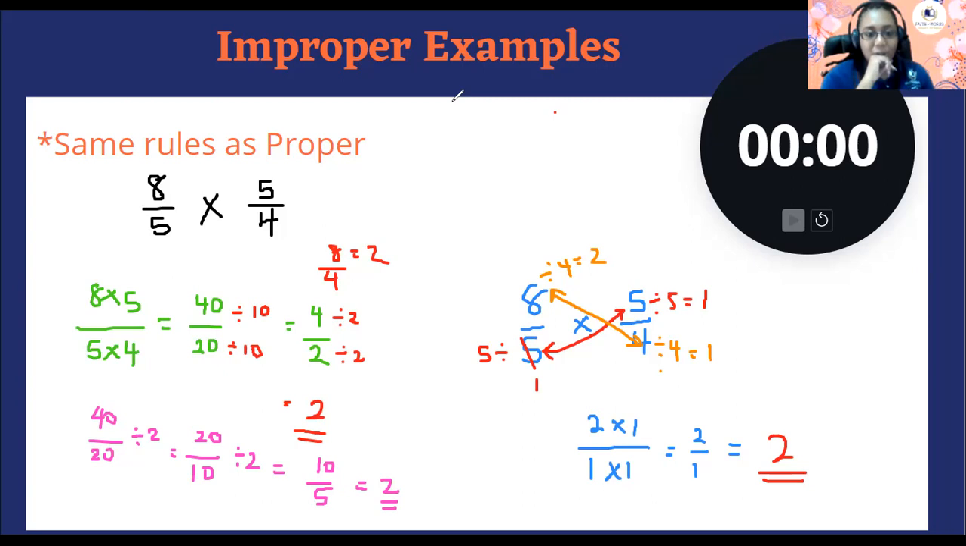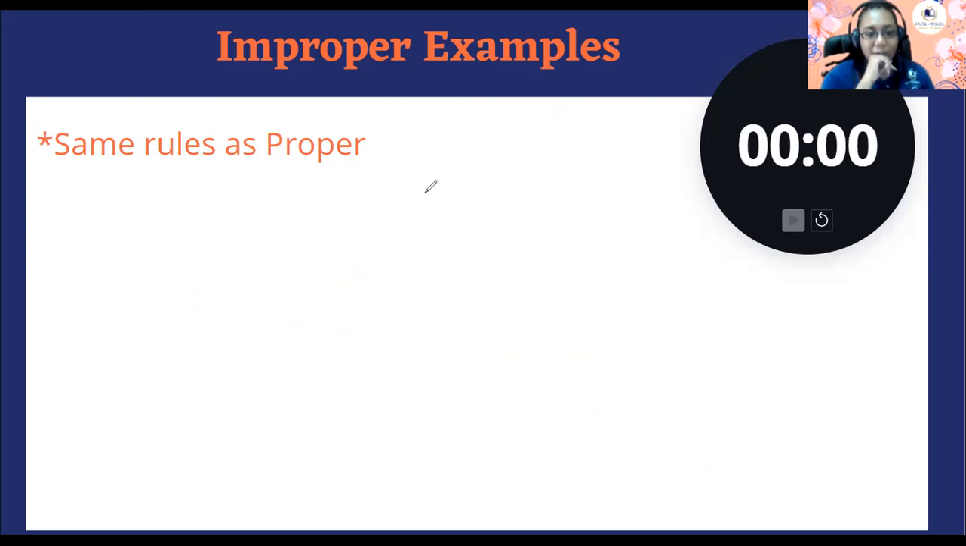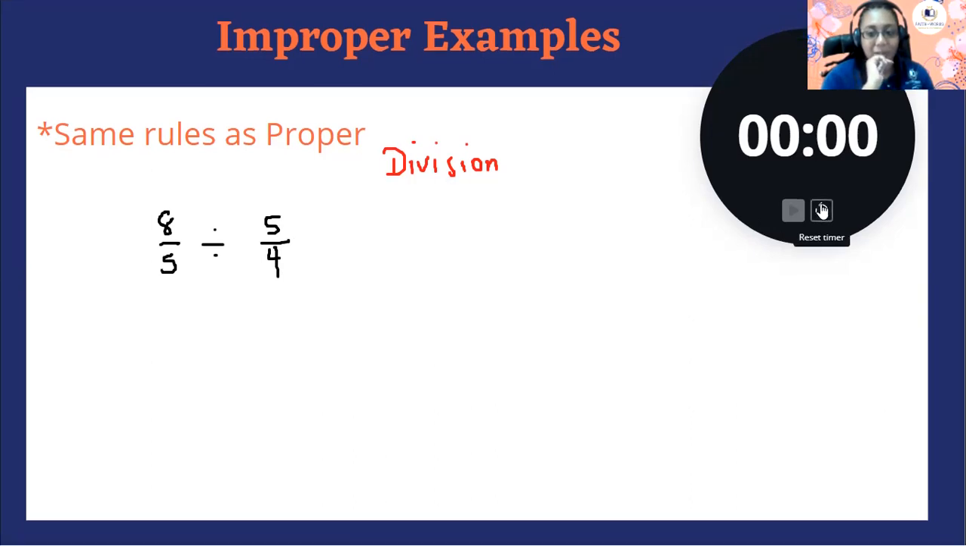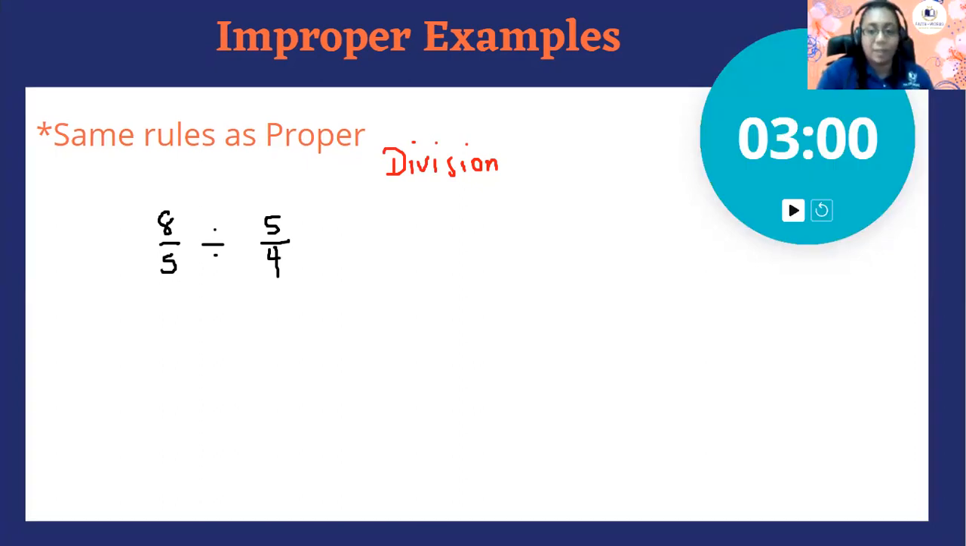I can clear the screen. We're going to do a division now. I'm using the same steps as we did before, using the same sum, 8 over 5 divided by 5 over 4. I want you to apply the same steps. So I'm going to put 3 minutes on the clock. I want you to work this out for me. Do your best. 3 minutes on the clock. After this, we'll jump straight into the quiz questions, right?